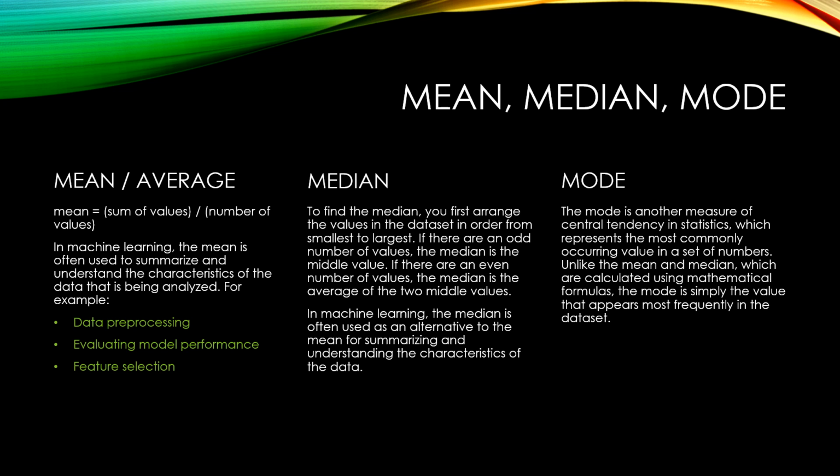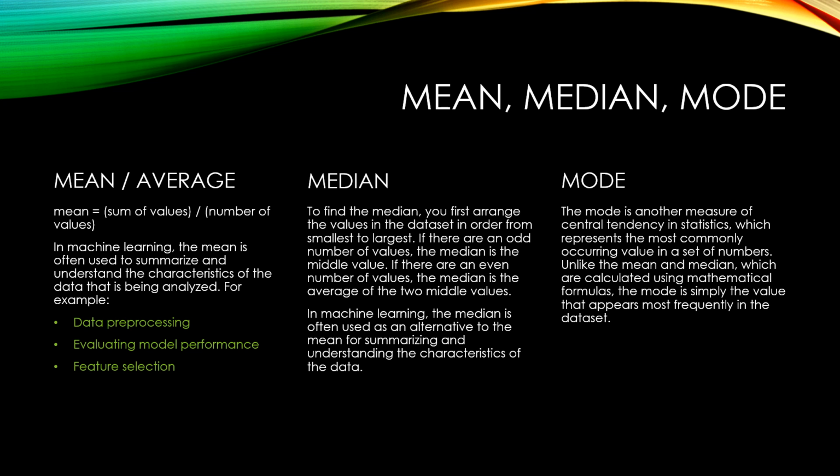Like I said, most of you already know this stuff, but a nice little skim is important here. The mode is another measure of central tendency in statistics, which represents the most commonly occurring value in a set of numbers. Unlike the mean and median, which are calculated using mathematical formulas, the mode is simply the value that appears most frequently in the data set.